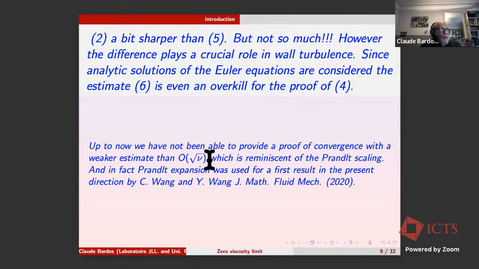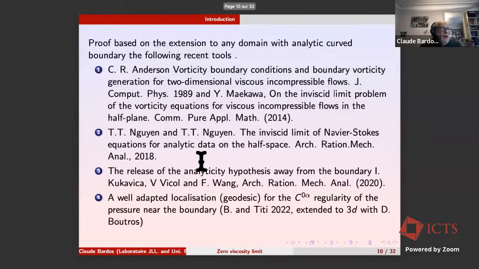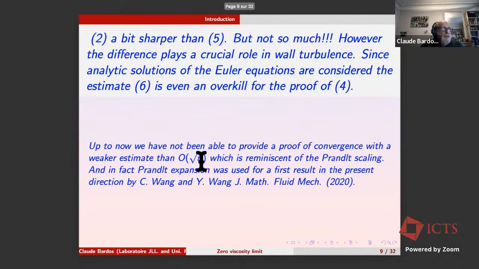And that's where the analyticity appears. And in fact, in the production of this paper, we found out also a paper of Wang and Wang in fluid mechanics, where they have another, similar type of result coming by using the Prandtl expansion. But of course, the analyticity is absolutely compulsory. Maybe some people can extend it to Gevrey, but very high regularity is definitely necessary.